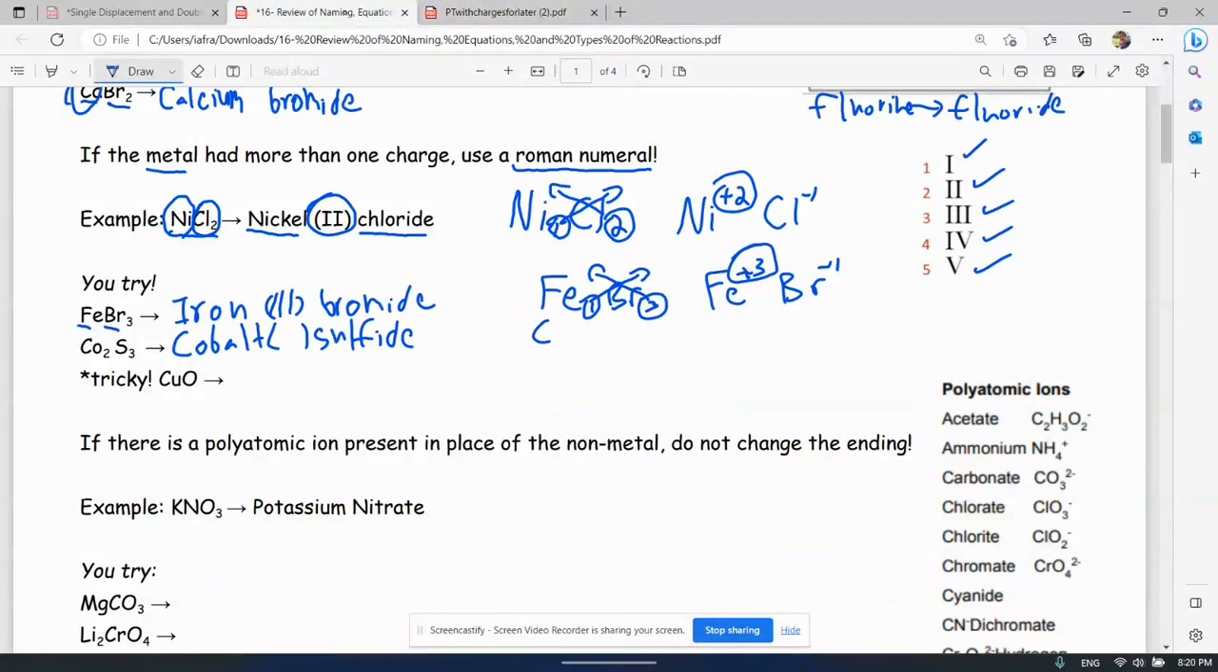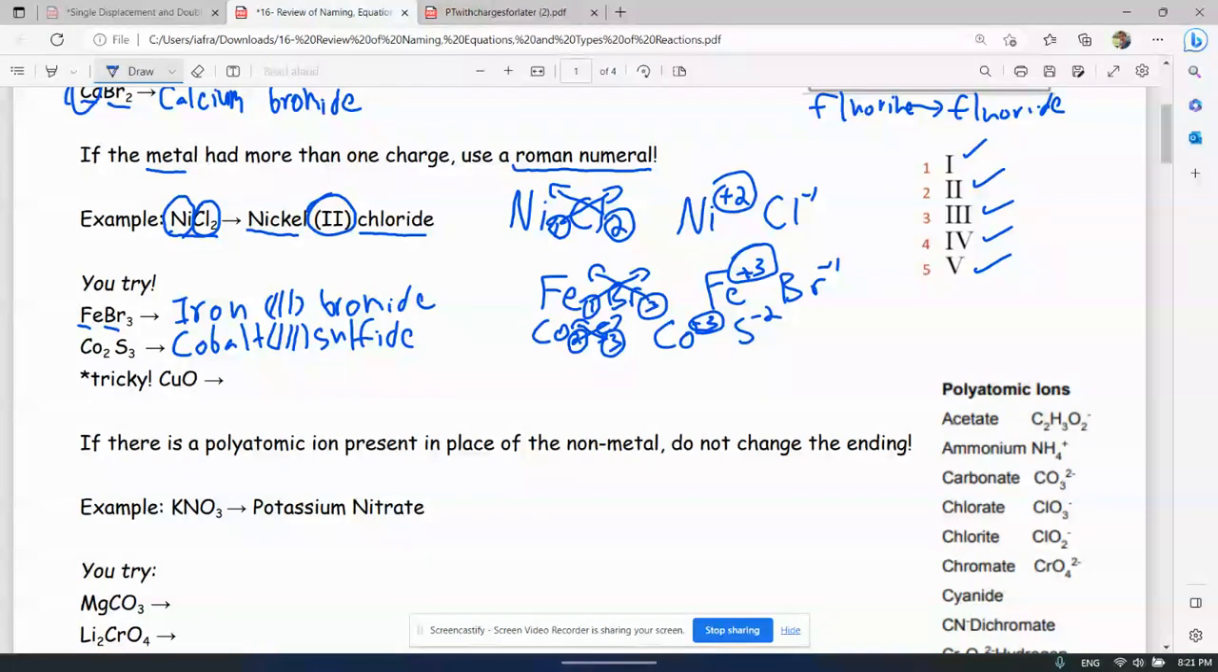So we have Co2, S3. Bring the 2 back up there, the 3 back over here. We have Co plus 3, S minus 2. So that means we have cobalt 3 sulfide.